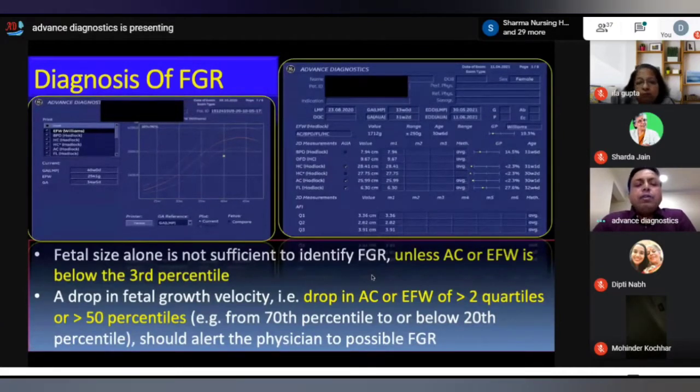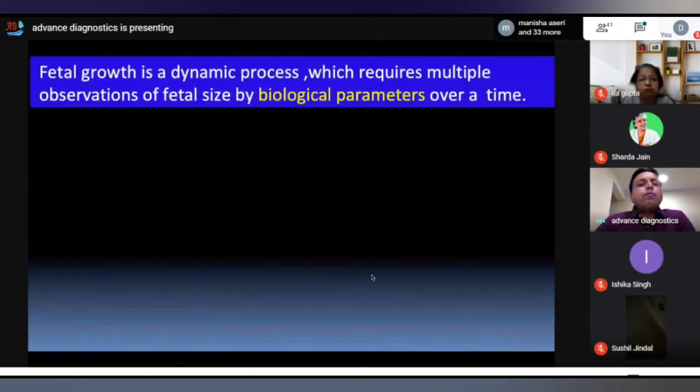There is another way, when there is a drop in the fetal growth velocity by two quartiles, one is the 25th, so more than 50th. In easy form, if I have taken AC and it is at the 70th percentile, and in the next instance it is below 20th centile, then we can consider it as FGR. So we can diagnose FGR in this way, and there is one more way.